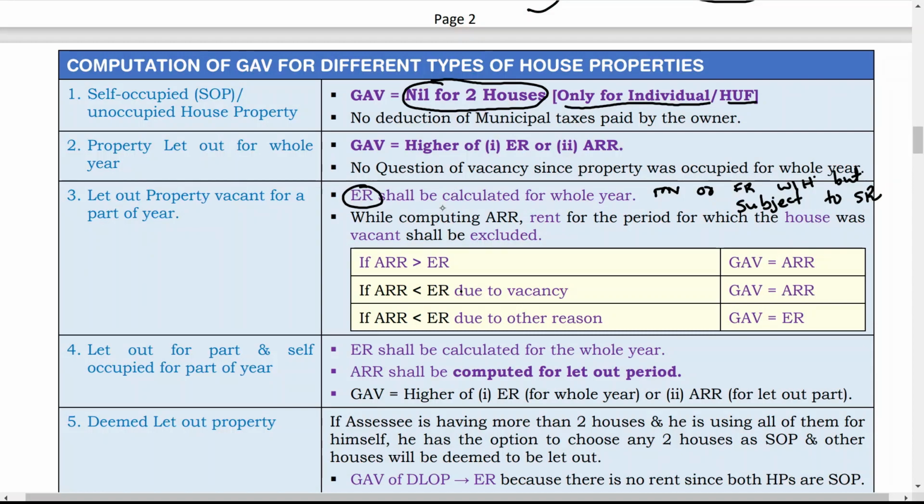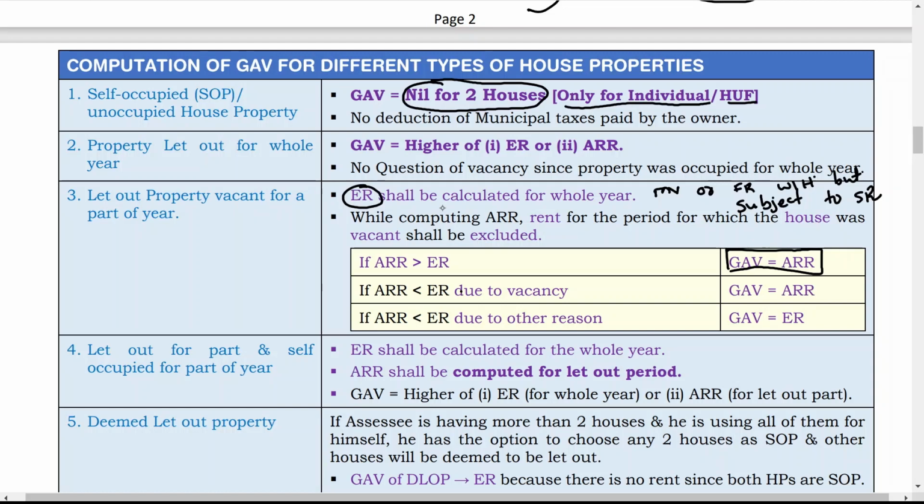While computing ARR, actual rent received, rent for the period for which the house was vacant shall be excluded. That means the period for which the house remains vacant will be excluded. After excluding that, if ARR is greater than ER, if actual rent received is greater than ER, then your GAV is equal to ARR. Means in that case, ARR will become the answer.